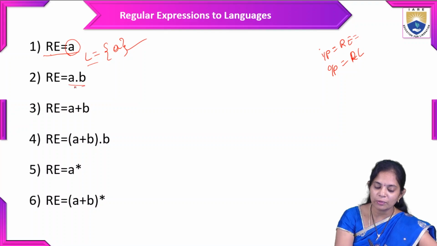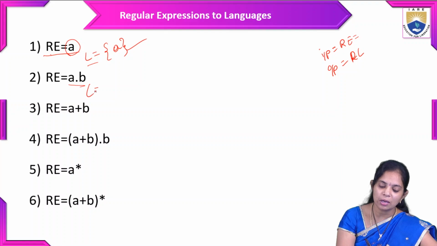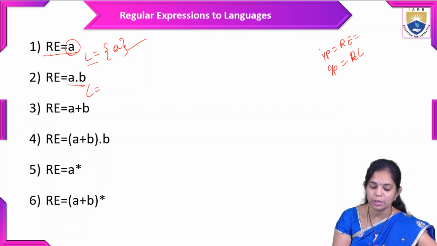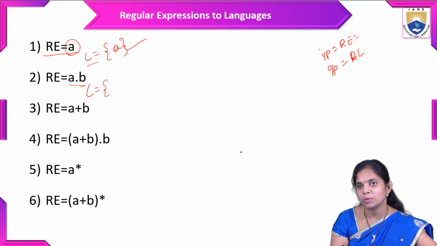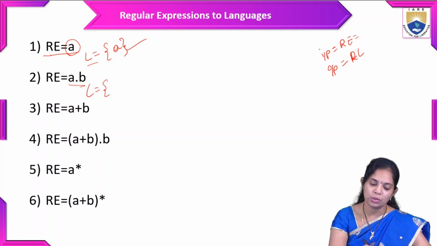And for this next kind of regular expression, what is the language here? There is a concatenation between the input symbols a and b. What language do we have? The language is nothing but the strings we can form with the regular expression. So here a dot b is there.